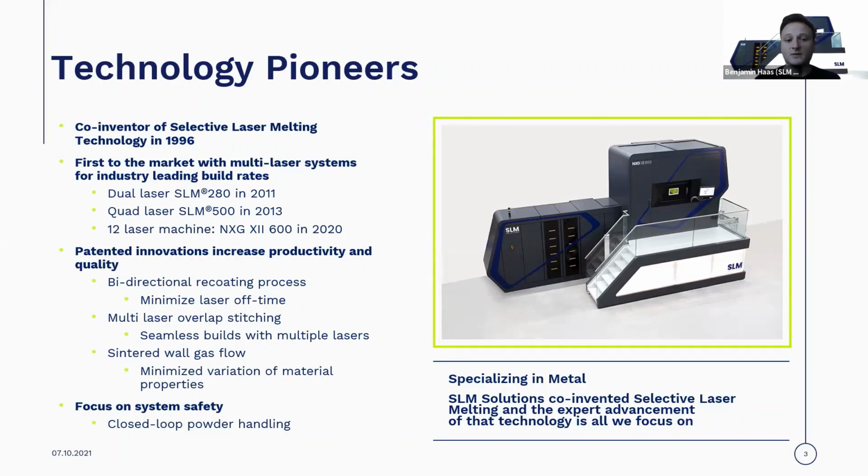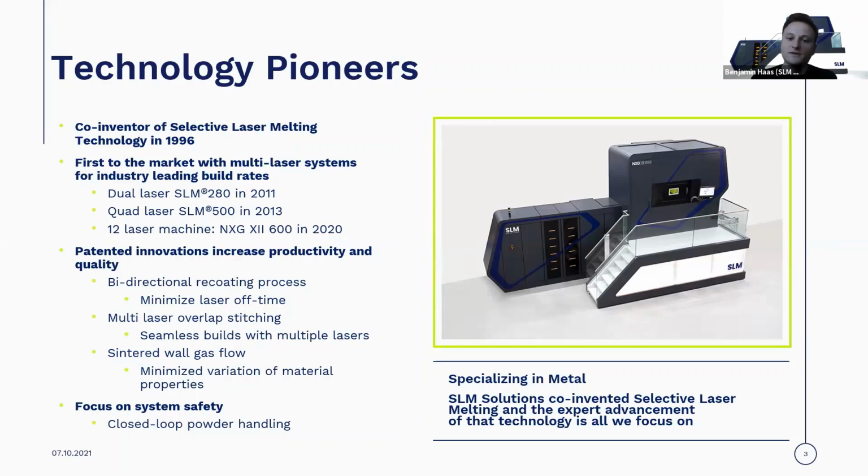And last but not least, when you want to work in a serial production environment, it's very important to have homogeneous part properties throughout the entire build plate and height. And we're guaranteeing this by a patented sintered wall gas flow that we introduced to the 280 machines already a few years back, and that we've actually made even better on the NXG 12600.